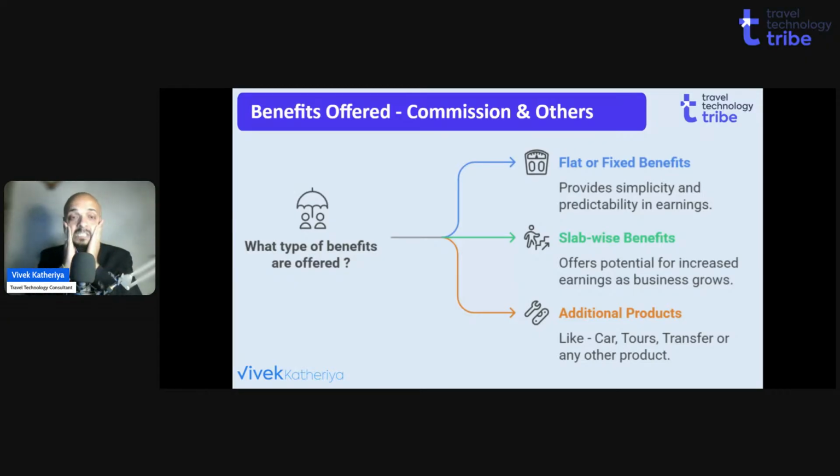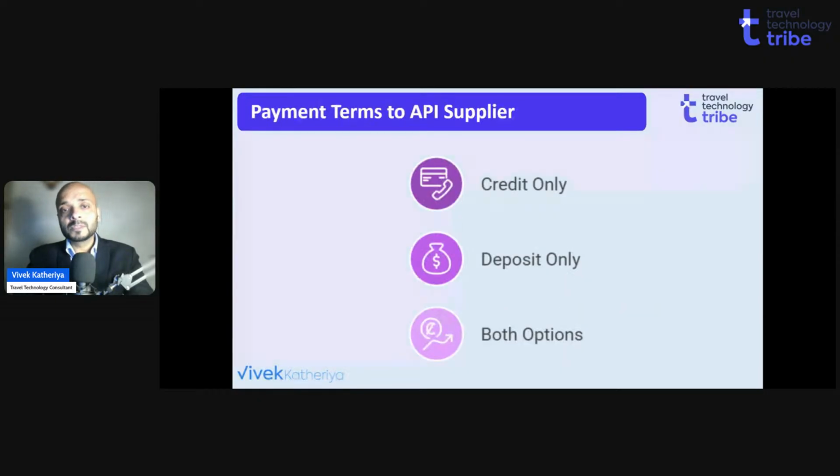So if somebody is coming into your consideration on the basis of cost and other things are good, you need to see, okay, one supplier is only giving you hotel rates, but supplier B is giving you car transfers and other rates as well. That could be your preference too. So that was the commission side of it. What are the payment terms of the API supplier?